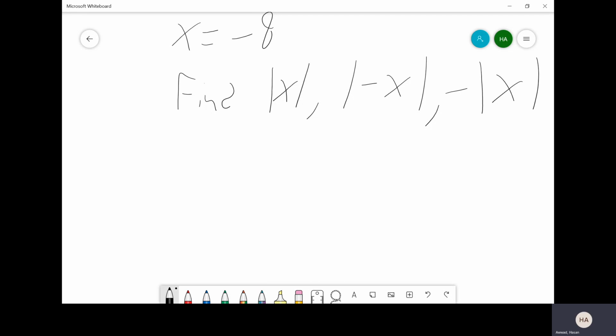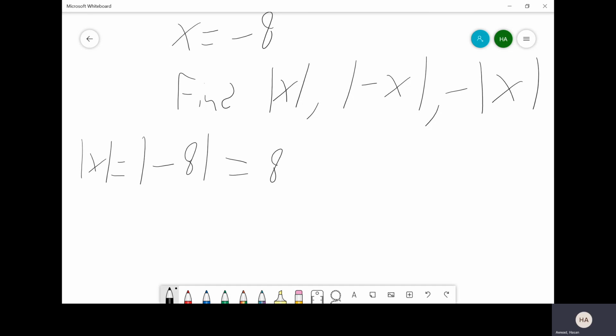Okay, hopefully all of you guys got it. So first one, absolute value of x. Well, we know x is negative 8, right? We just plug in directly. So I'm just going to write this over here, absolute value of x is equal to the absolute value of negative 8. And remember, whenever we have a negative inside of an absolute value, it just makes it positive. So we just get 8.